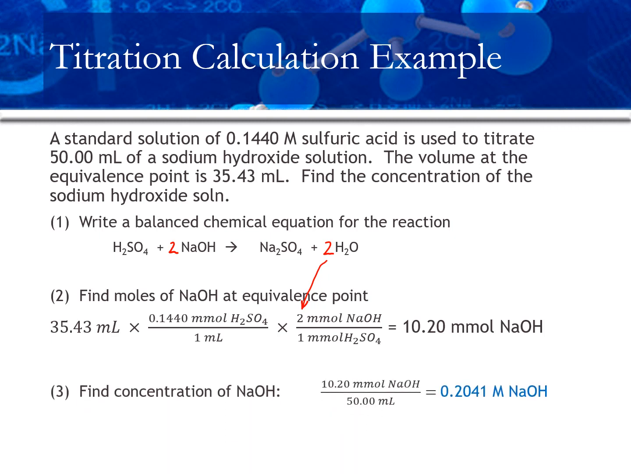And then we can find the concentration by dividing our millimoles by the volume of the original solution. Again, that's coming from the problem. That's the volume of the original solution. That's the solution we're interested in. And we get the answer 0.2041 molar sodium hydroxide.